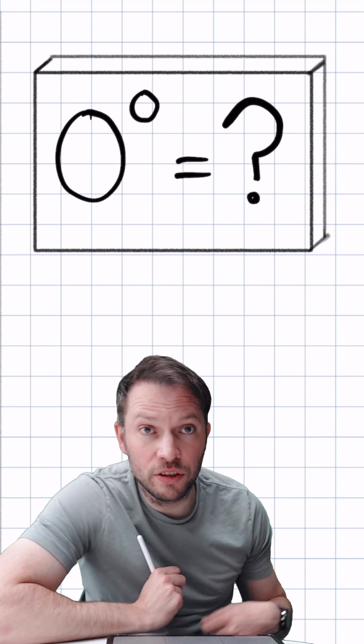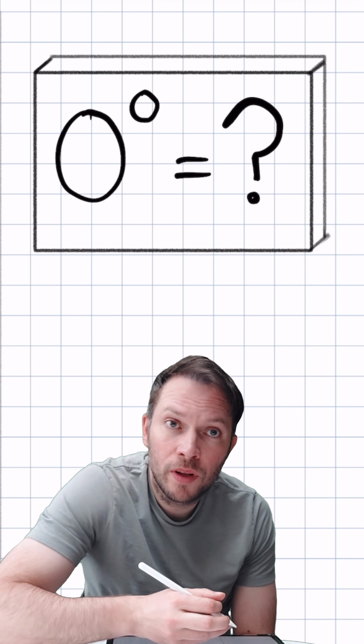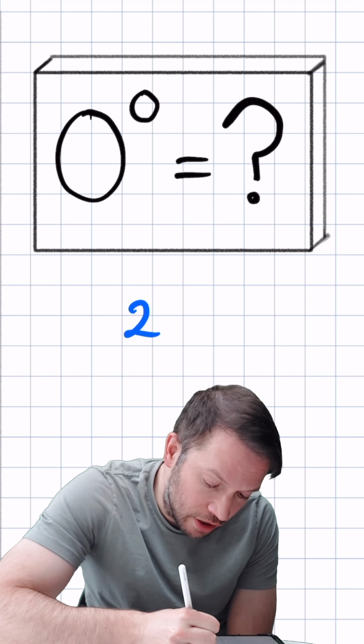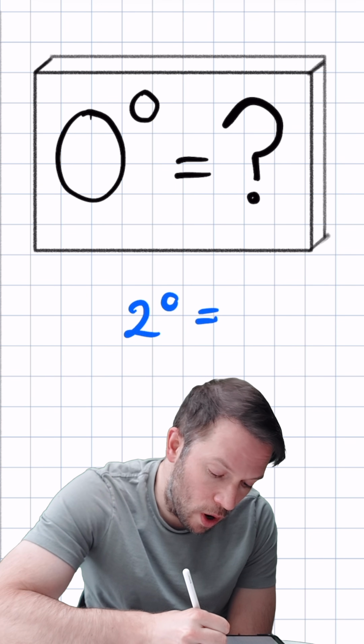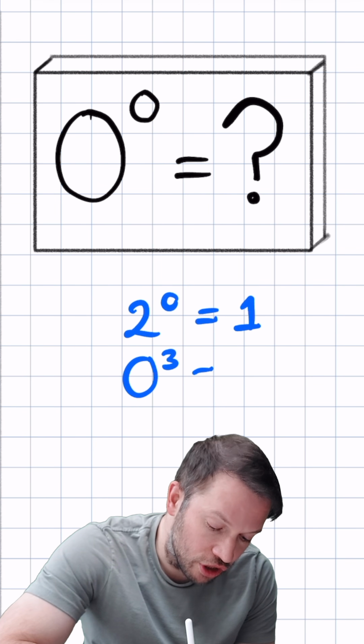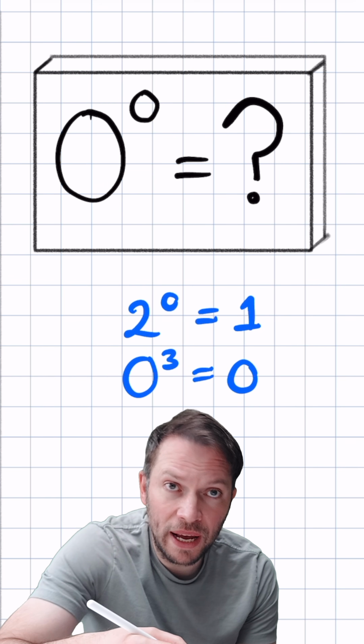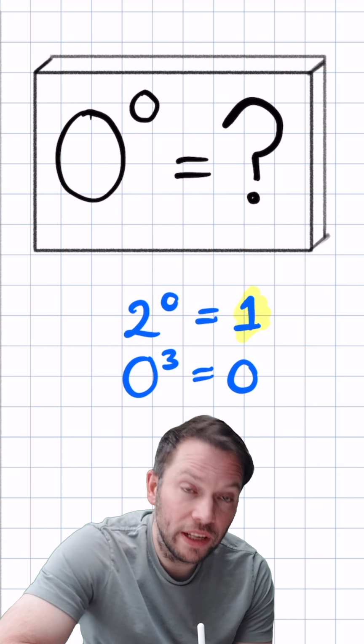What is 0 to the power of 0? Is it 1? Is it 0? Is it infinity? Well, usually when we have anything to the power of 0, we get 1. But if we have 0 to the power of anything, then usually we get 0. So we've got this conflict going on. What is 0 to the power of 0? Is it 1 or is it 0?